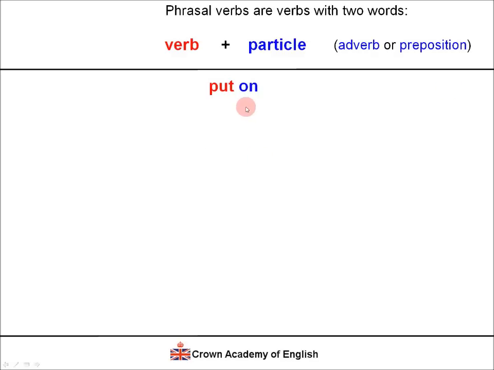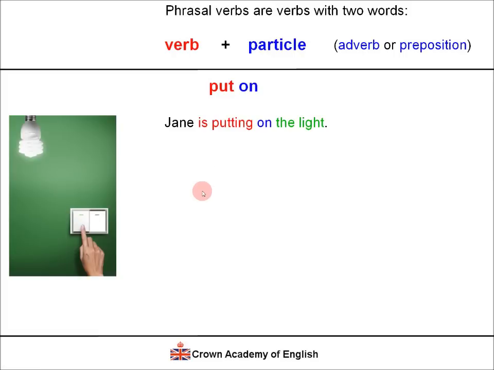Example, put on. So this is a phrasal verb, put on. So we can see it's made up of a verb, put, and a particle, on. So here is an example. Jane is putting on the light. So this means, this photograph shows you the meaning. So it means to start a light or to make a light operate by pressing on the on button. Okay, so that's the meaning.